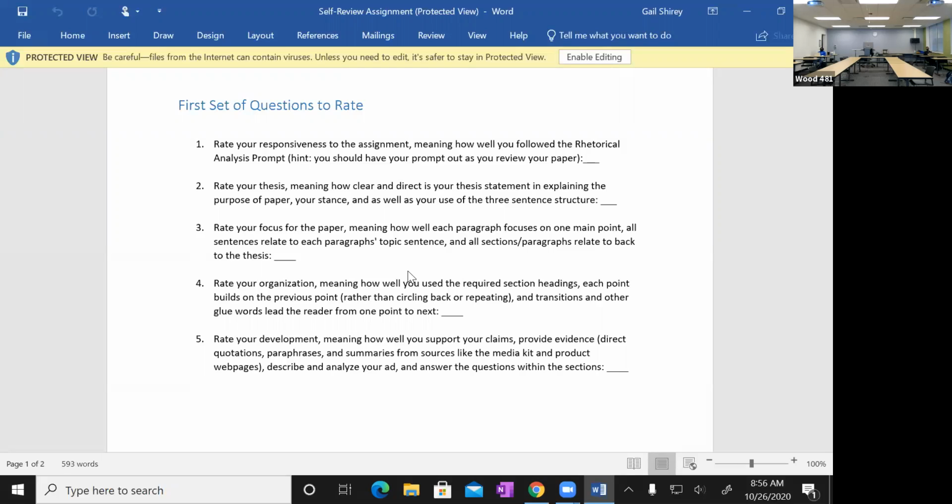In other words, do you have all the sections? Do you have the appropriate headings? Do you have in-text citation? Do you have a works cited page? That's what I'm talking about there.